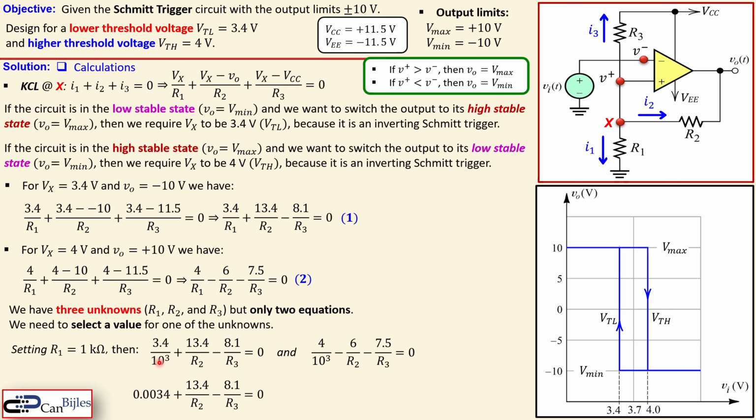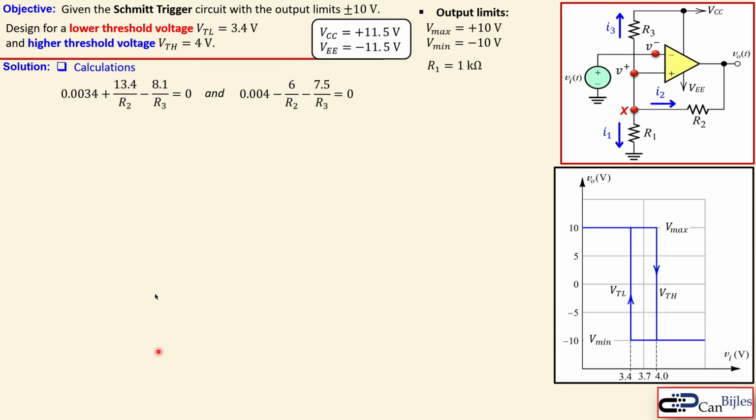Of course, I can also work out this part. So it will be 3.4 over 1000, will be this. And I can also do that here, the same thing. Okay, perfect. Now I have 2 equations. Let's bring them here and then move on with this one. We need to solve now the R2 and R3, and we have now R1, which is selected.